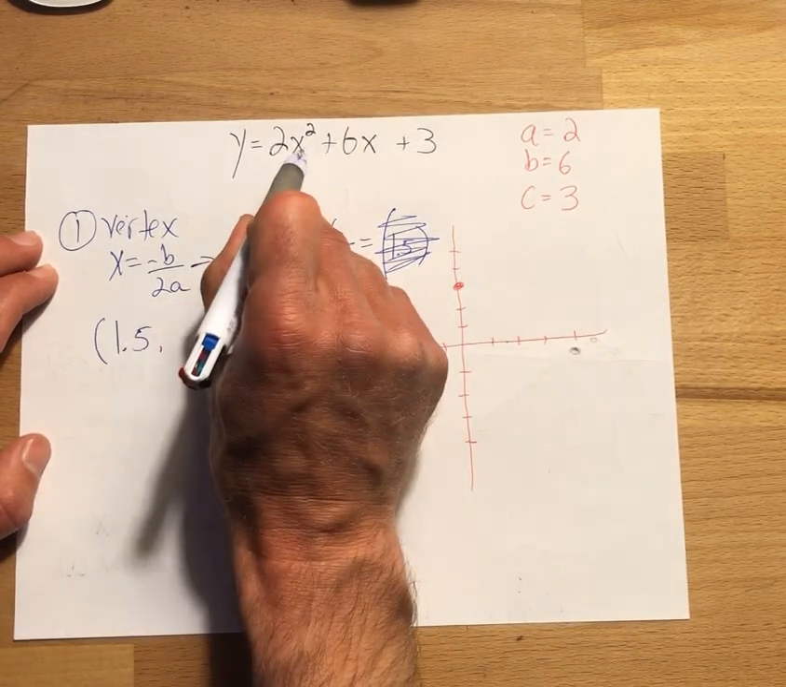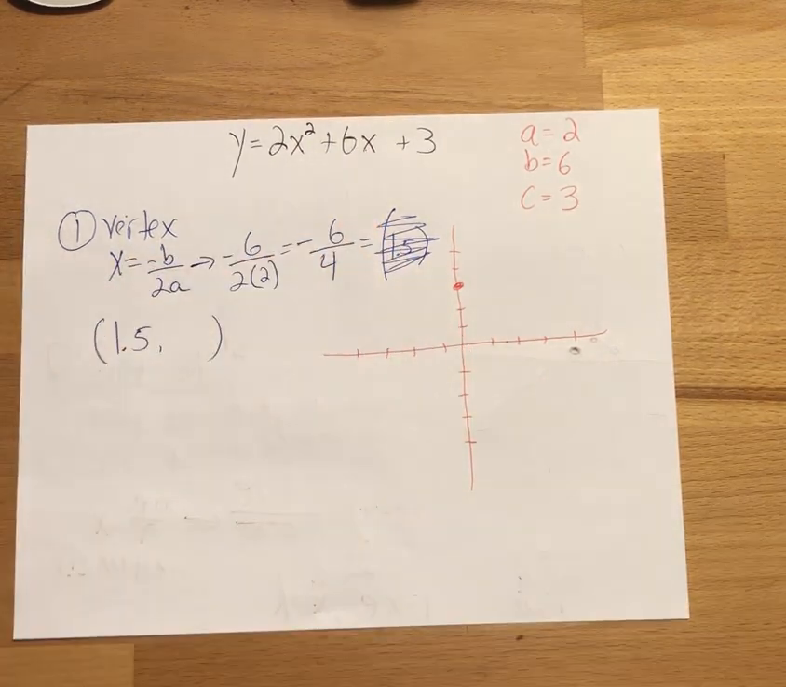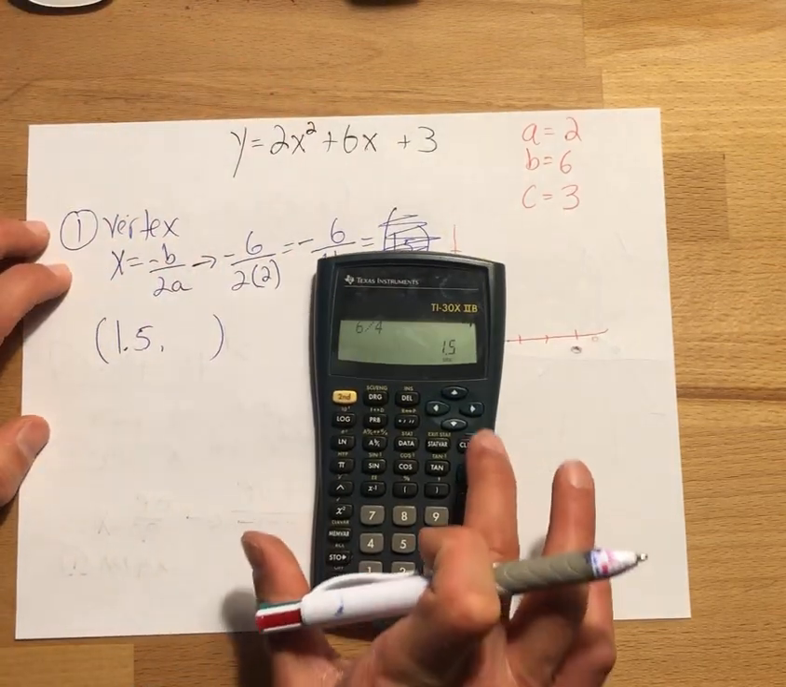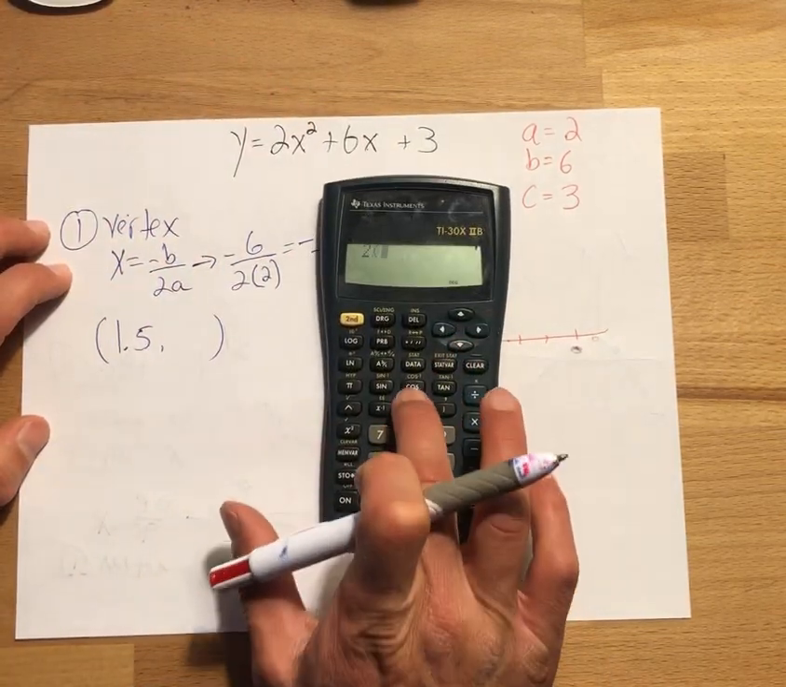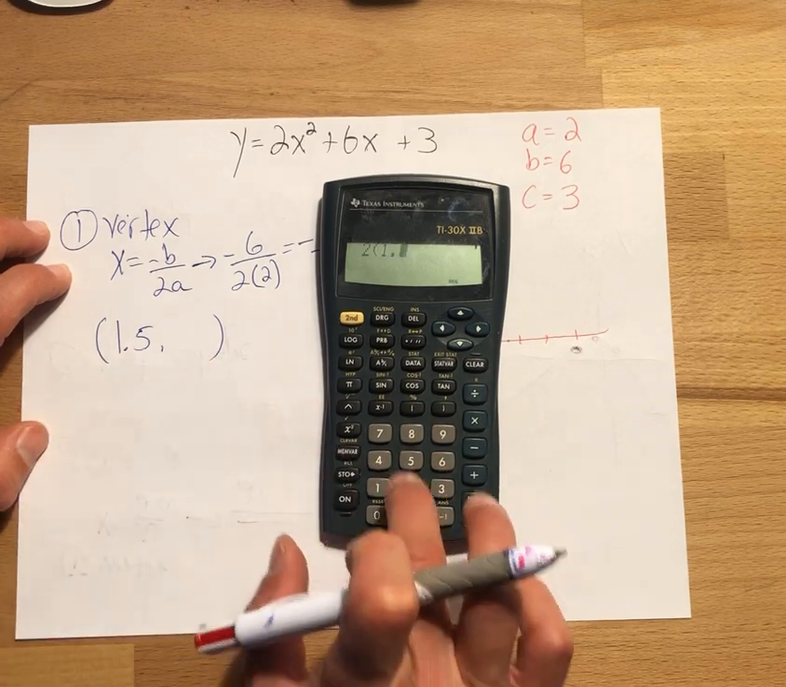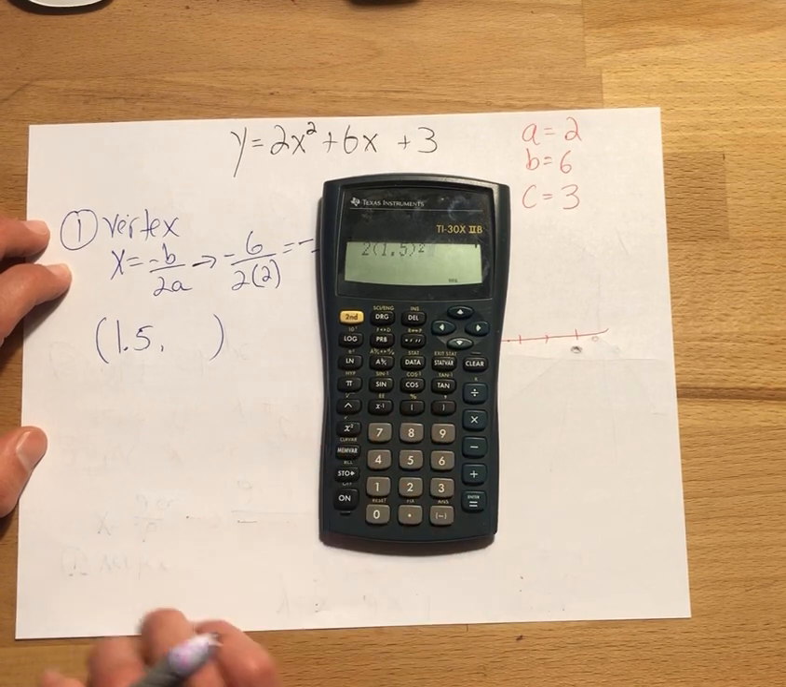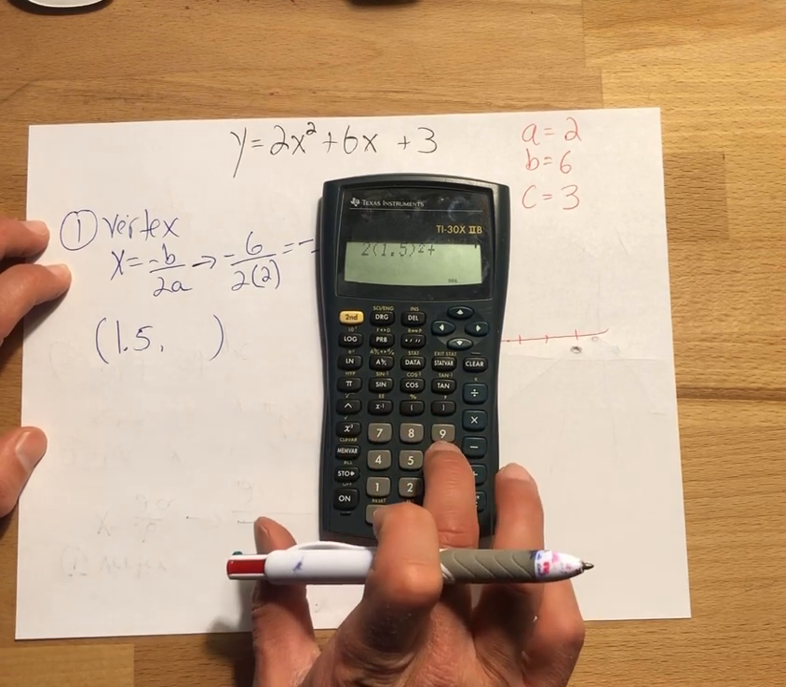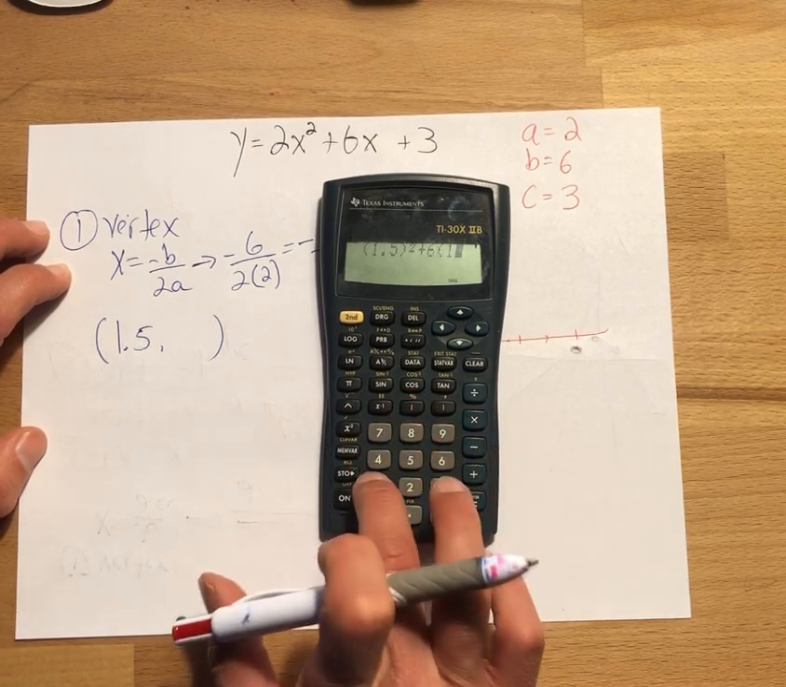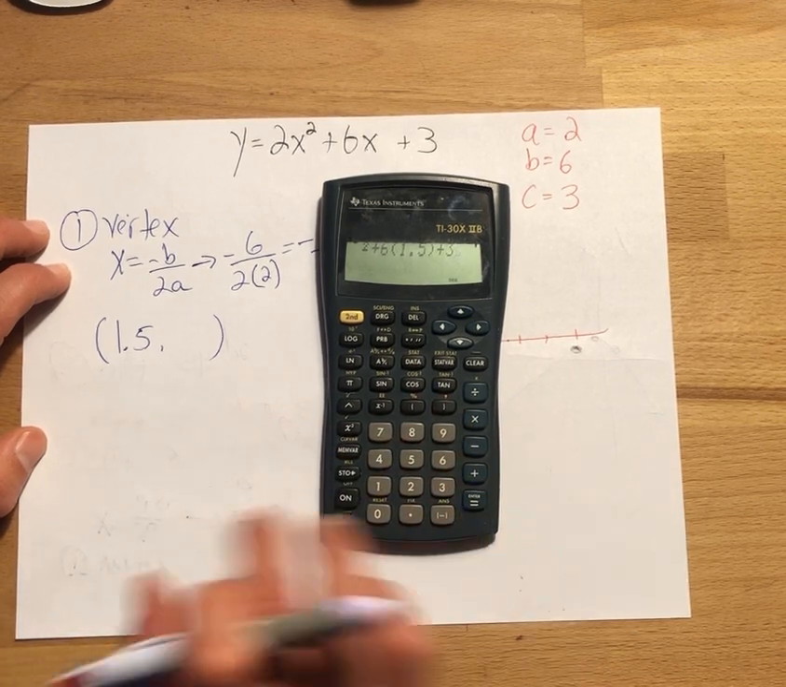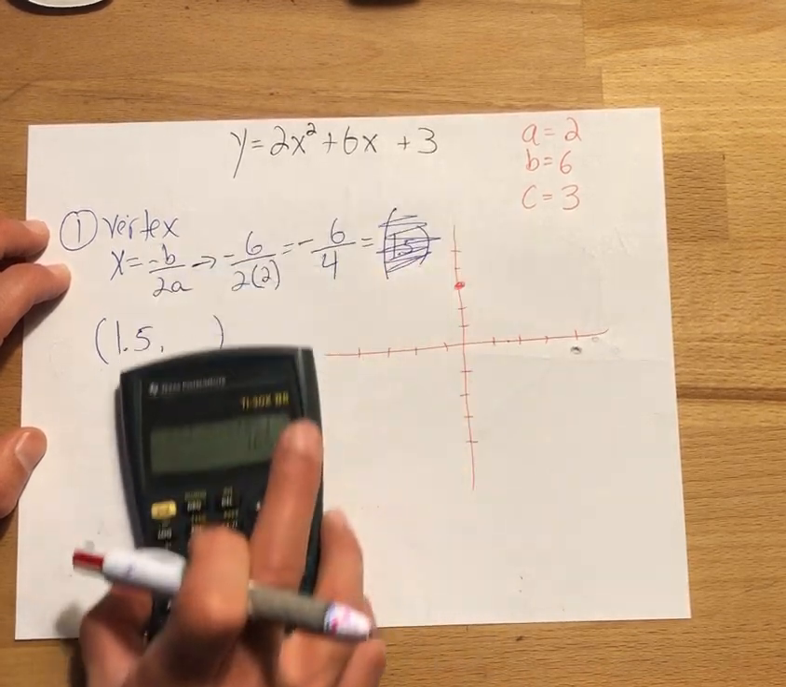So I'm gonna plug 1.5 into here and into here. I'm gonna use my calculator so I don't have to do anything by hand. I'm gonna go 2 parentheses 1.5 squared plus 6 parentheses 1.5, close the parenthesis, plus 3, and I get 16.